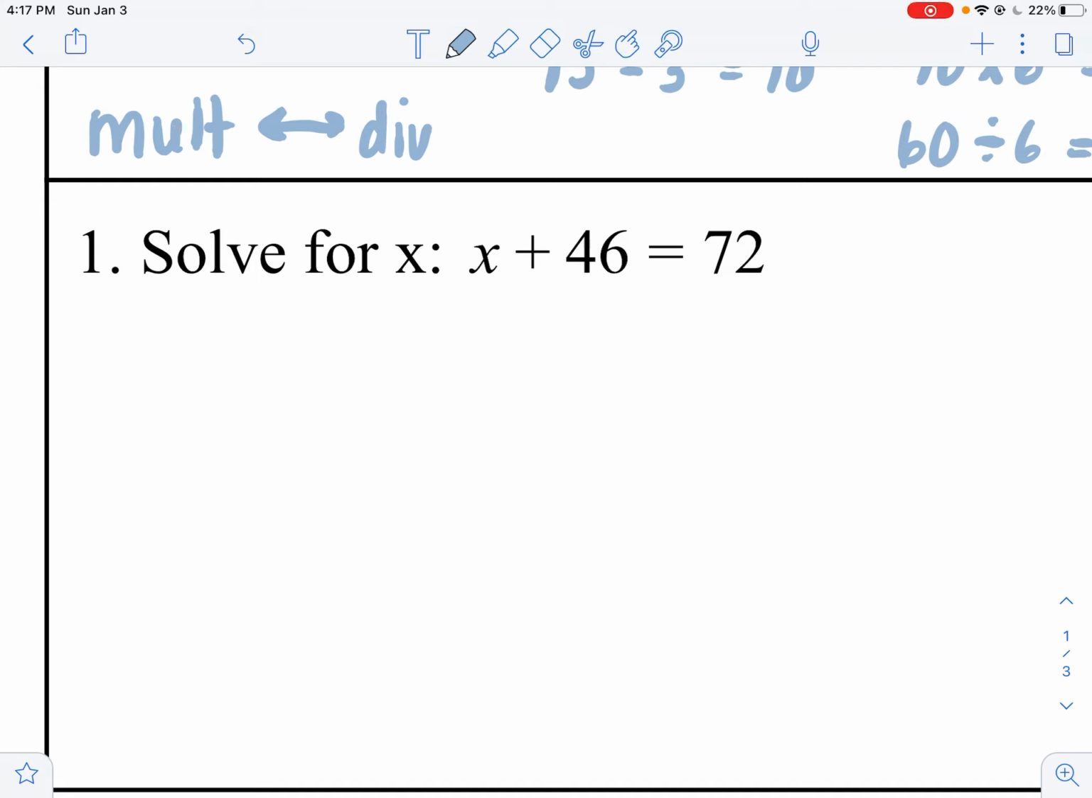So right now I see plus 46. So what I'm going to do is subtract 46 on both sides of my equal sign. Here's my equal sign. So on both sides, I'm going to subtract 46. And you could draw that line there if you'd like.